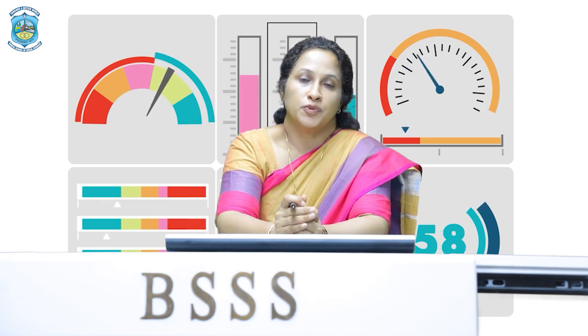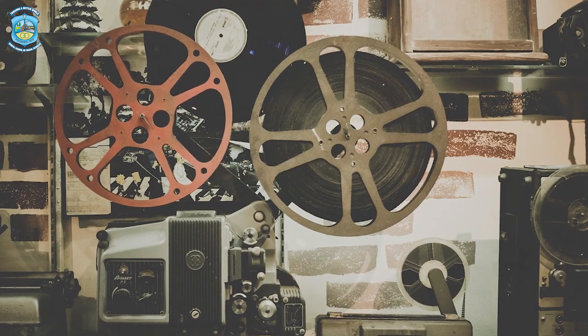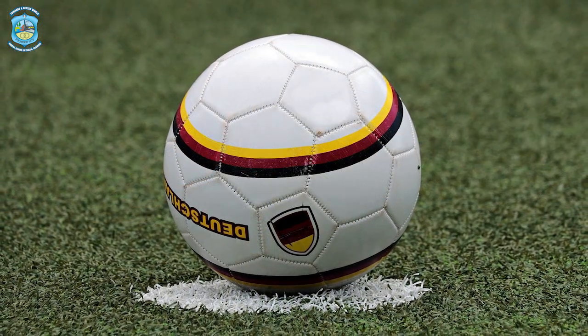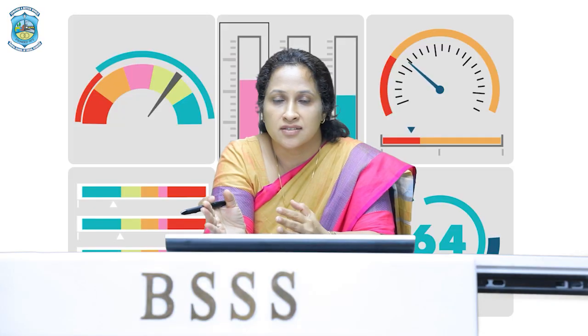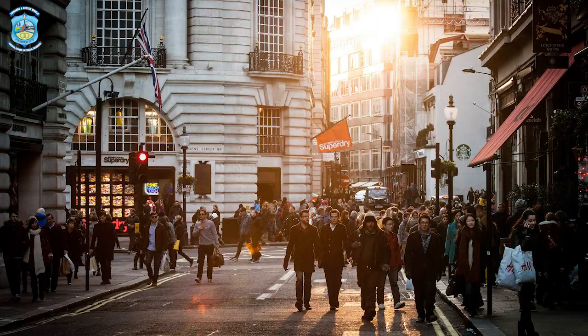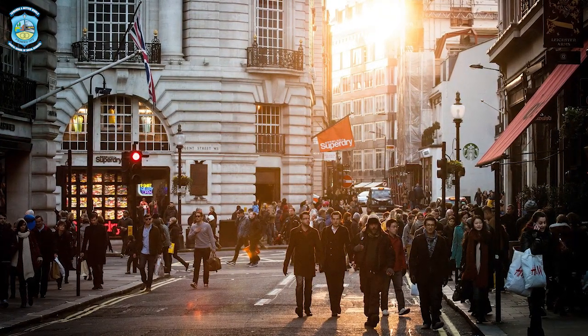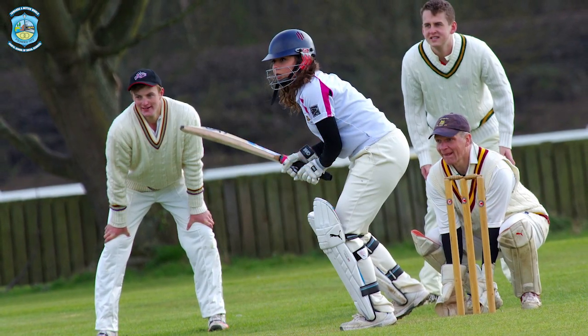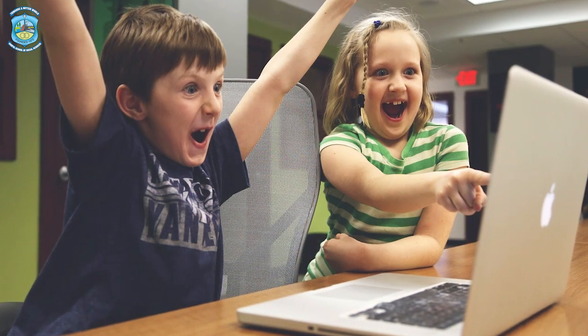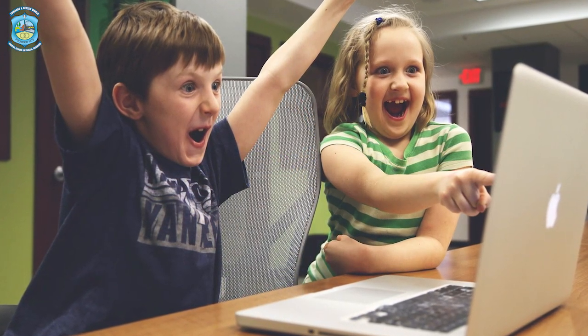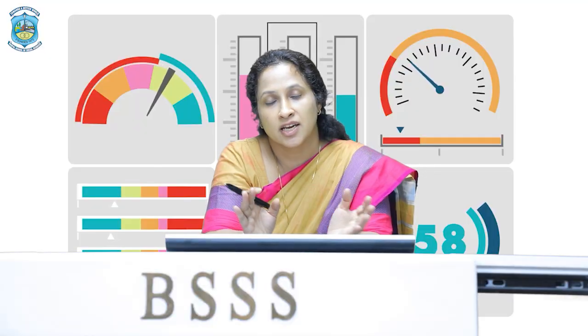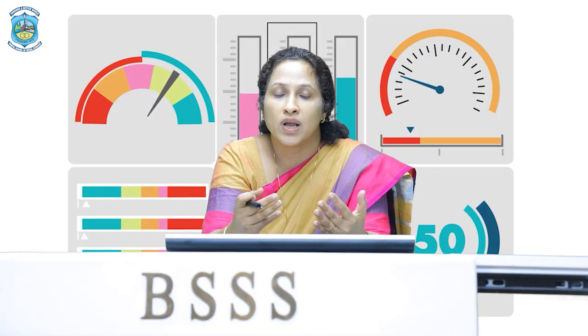Most of you would have a collection of movies, a collection of games, and many other collections. We say a group of people are standing there, a group of cricketers, a group of sportsmen, and so many other things. So, it becomes a collection. But when does a collection become a set? It becomes a set when it is well defined.